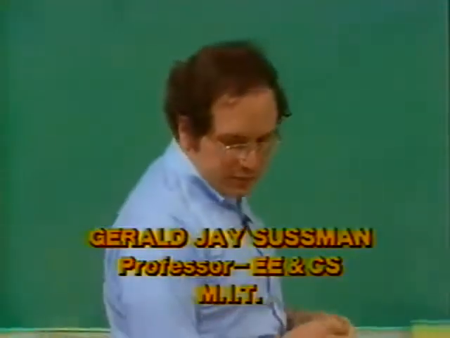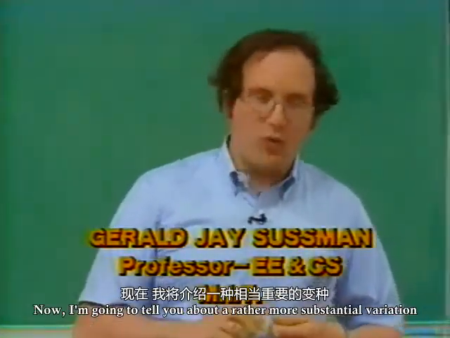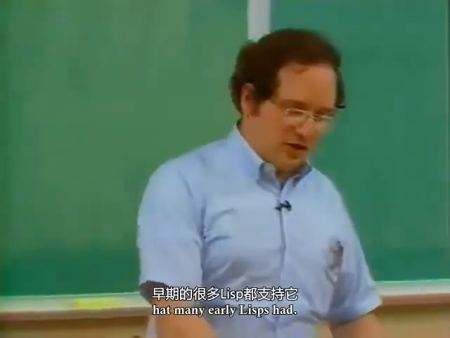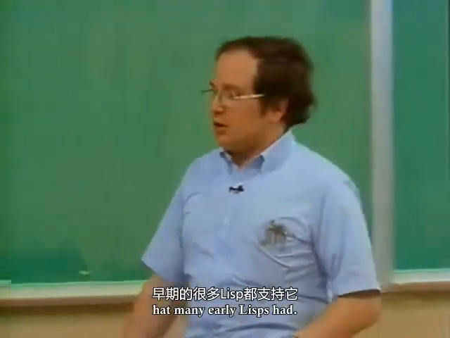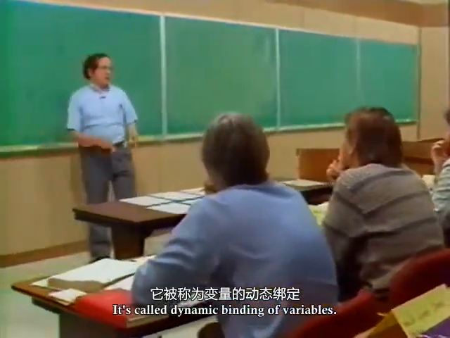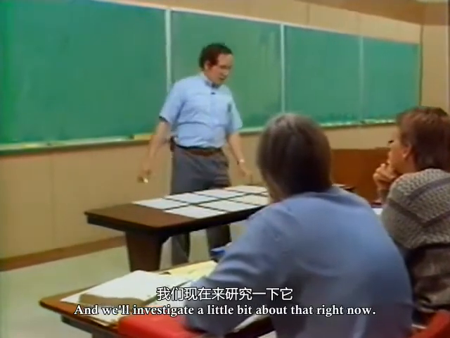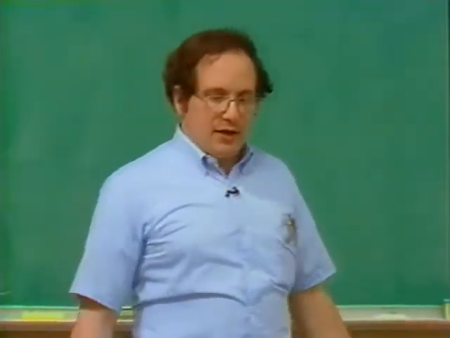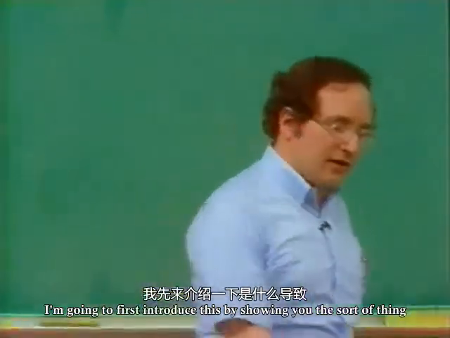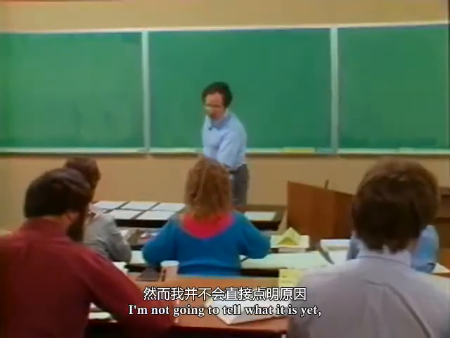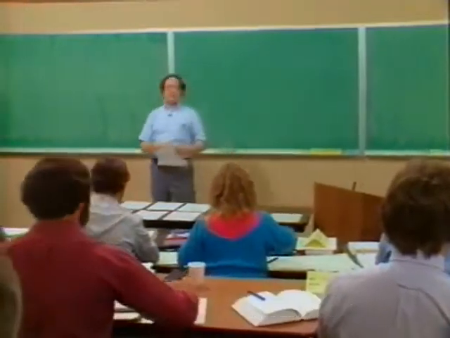Well, let's see. Now I'm going to tell you about a rather more substantial variation, one that's a famous variation that many early Lisps had. It's called dynamic binding of variables. And we'll investigate a little bit about that right now. I'm going to first introduce this by showing you the sort of thing that would make someone want this idea. I'm not going to tell you what it is yet. I'm going to show you why you might want it.